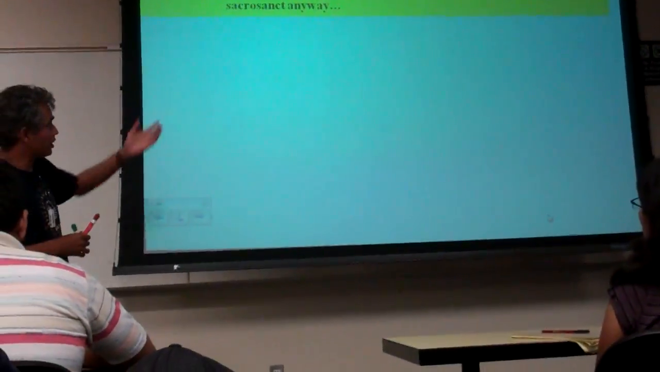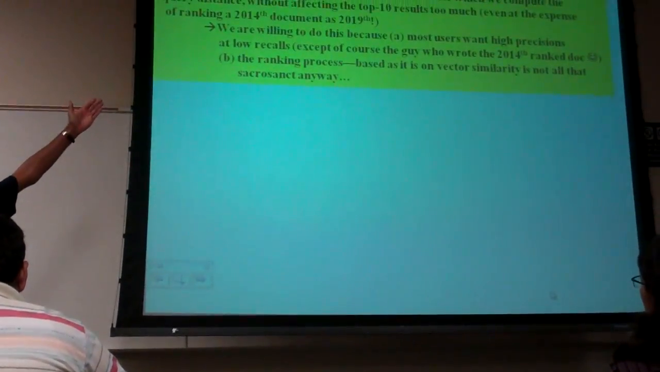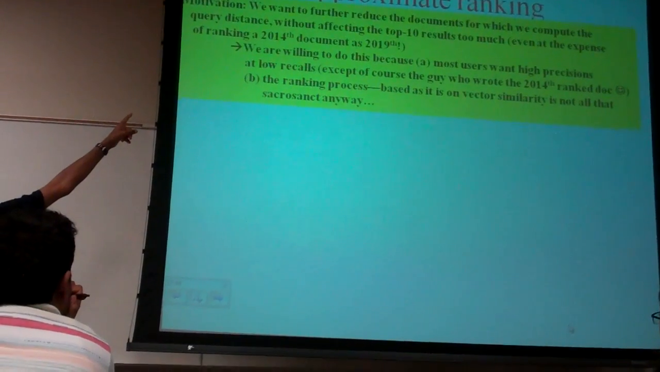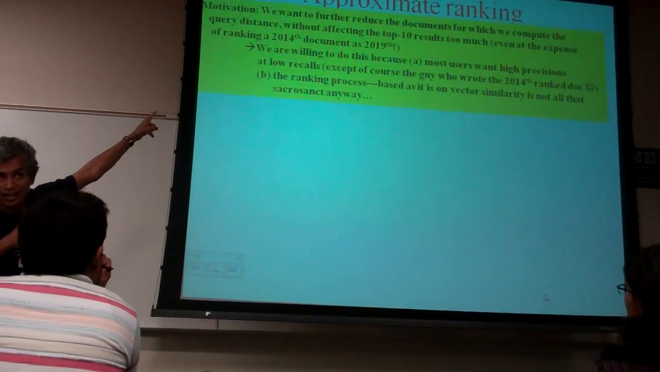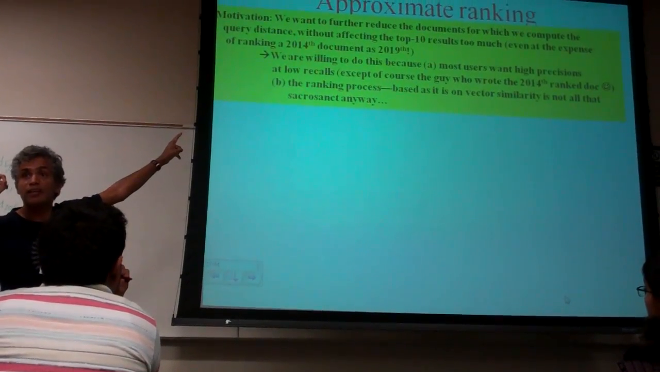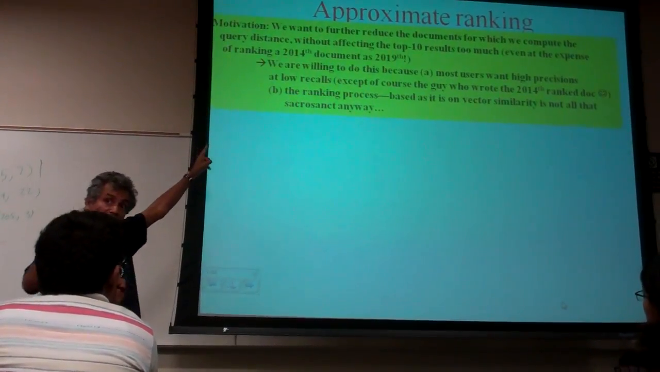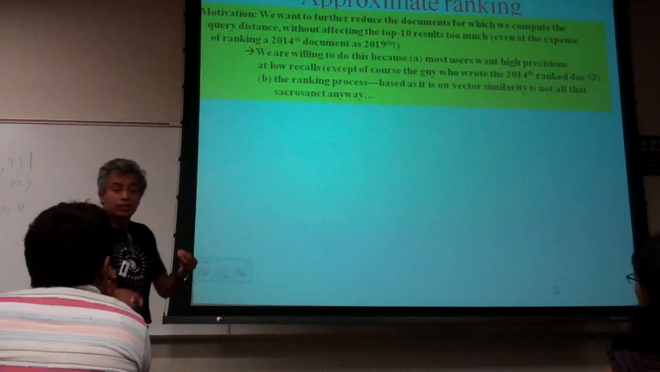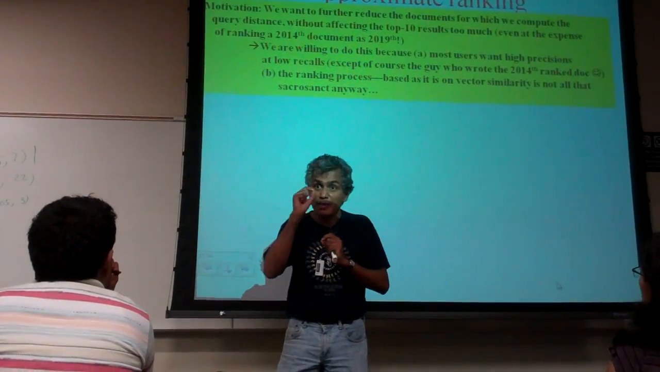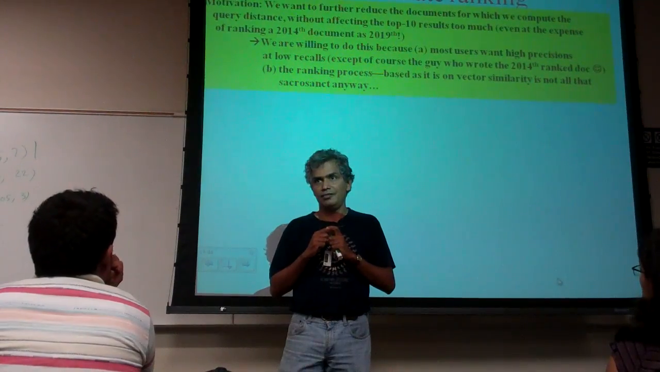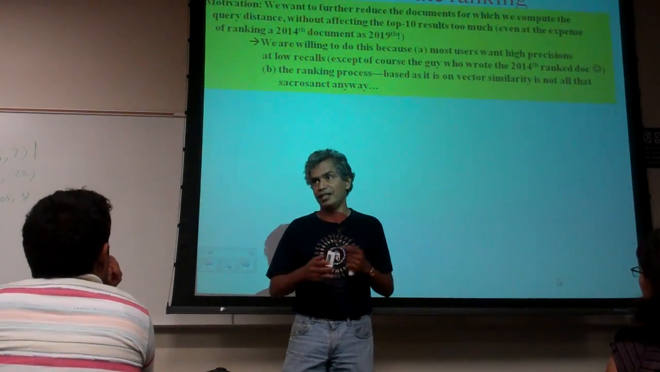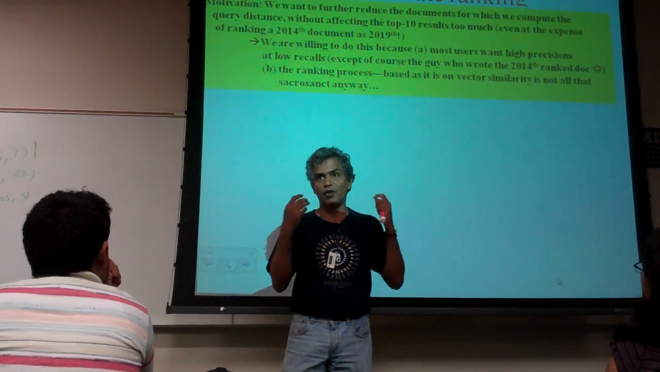Okay, so here are some ideas. This is just saying that if you want to further reduce the documents for which we compute the query distance, inverted index already removes the documents which will have eventually zero similarity. But suppose I want to cut down furthermore, then I need to start cutting down documents whose eventual similarity is not zero, but maybe a little above zero. If you cut down documents whose eventual similarity is going to be 1.0, God help you, because then you lost the top 100. Even the top one.